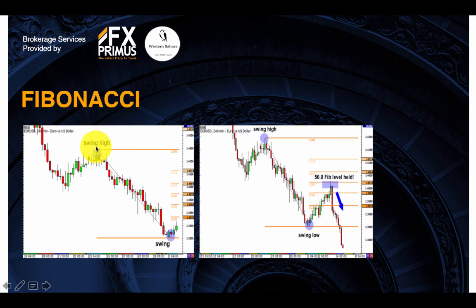When the market tends to sell off, as you can see, from point A to point B, what I simply do is I draw my Fibonacci from swing high to swing low. Once I've done that, the market then pulls back into the 50 Fibonacci region. Then I'm always looking to sell.